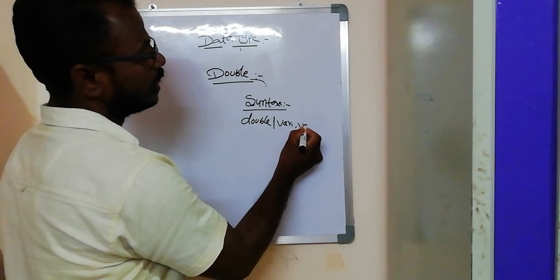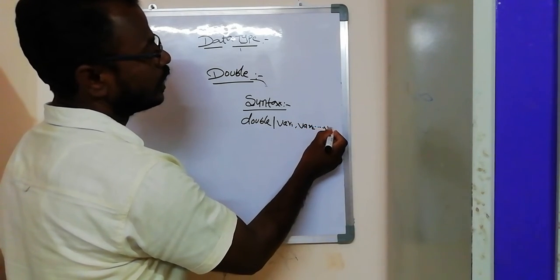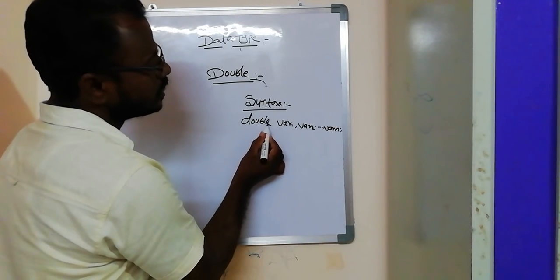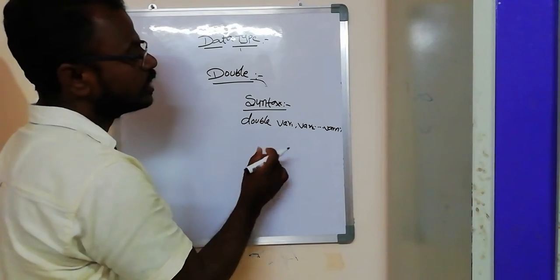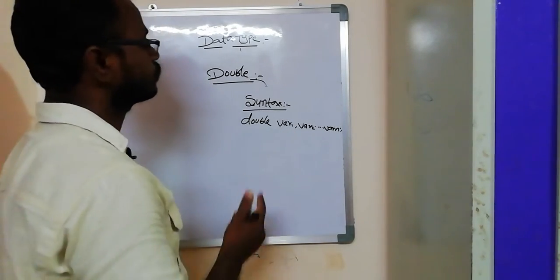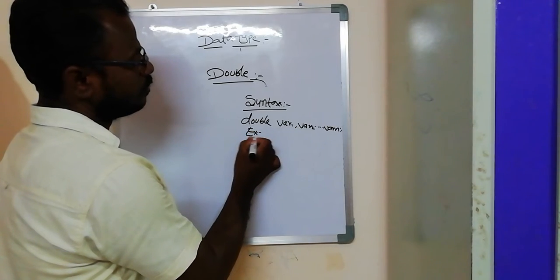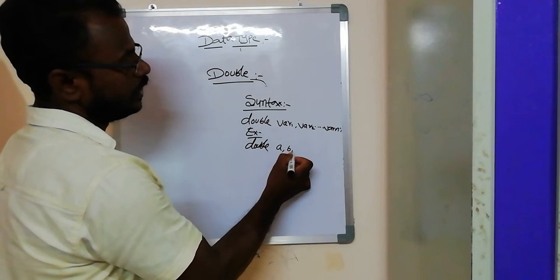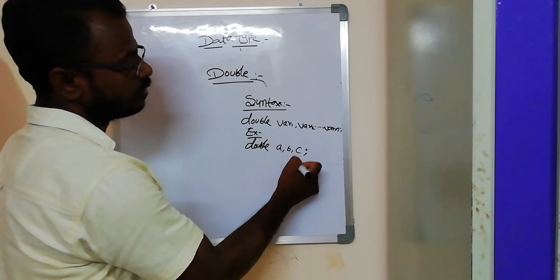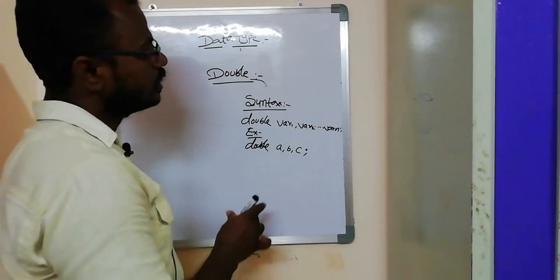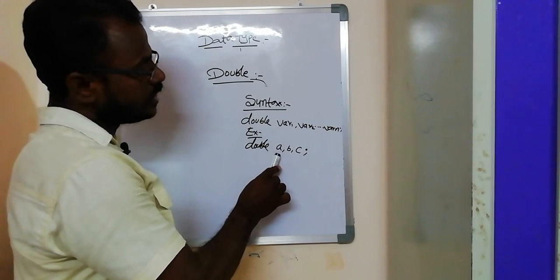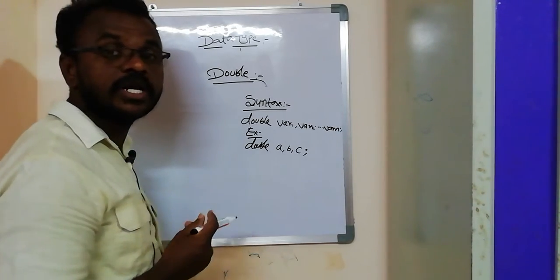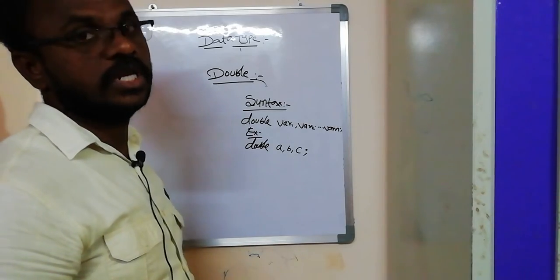Variable 1, comma, variable 2, and so on up to variable n. See, if we do not put a space between the keyword and variable, there will be an error at compile time. Give the example: double A, B, C. After completion of the statement, we must use the semicolon. We separate each variable using the comma symbol. Comma is a separator symbol of the C language.